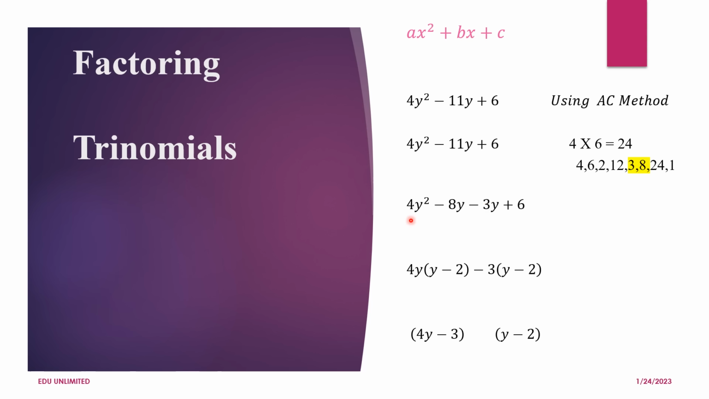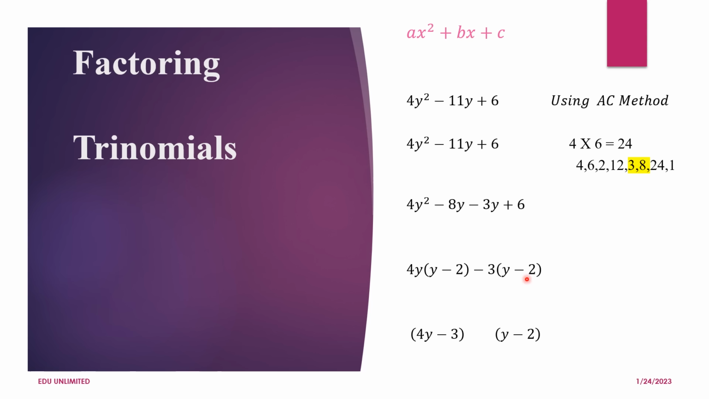4y squared divided by 4y gives us y, and minus 8y divided by 4y gives us minus 2. So anything that's in this bracket here must also be in this bracket here for this expression to be properly factorized. So for this side, minus 3y divided by minus 3 gives us y, and positive 6 divided by minus 3 gives us negative 2, so that a positive number divided by a negative number gives us a negative number.